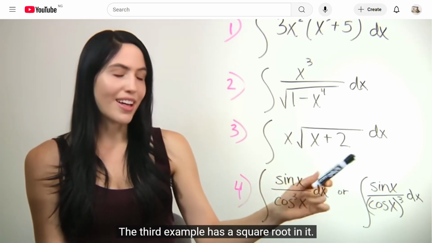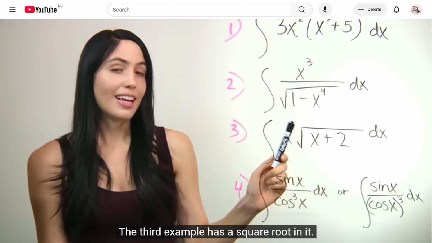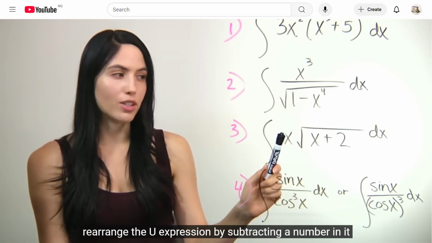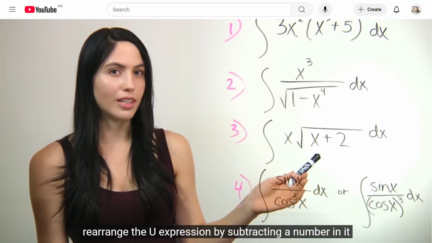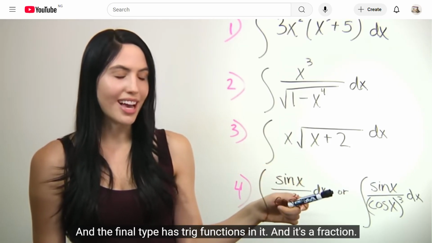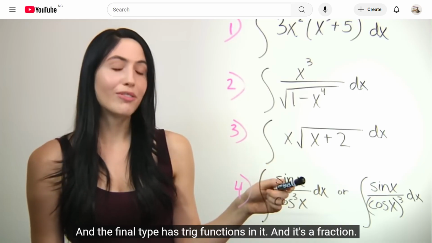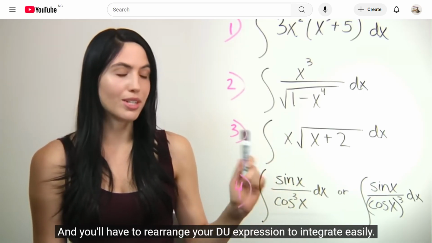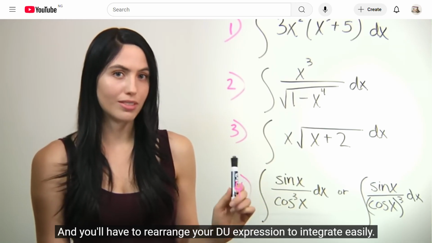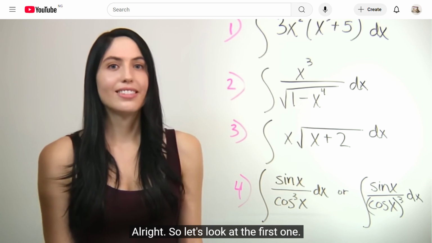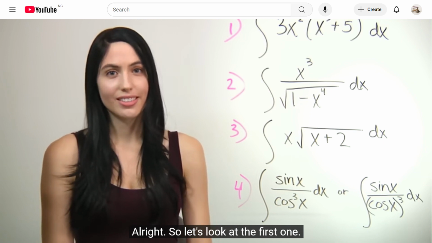The third example has a square root in it, and you'll have to manipulate the u expression, rearrange the u expression by subtracting a number in it in order to integrate easily. And the final type has trig functions in it, and it's a fraction, and you'll have to rearrange your du expression to integrate easily. All right, so let's look at the first one.